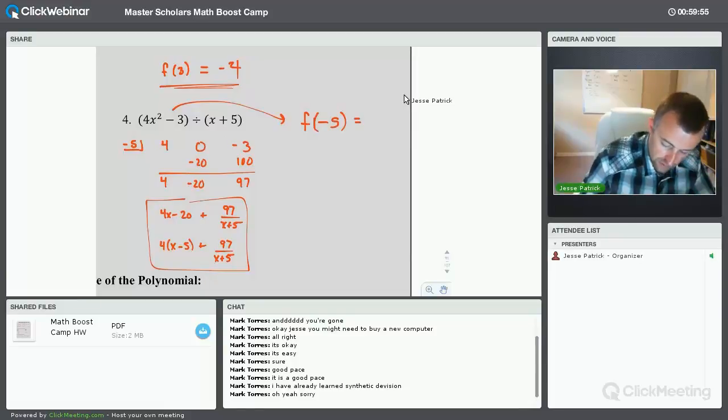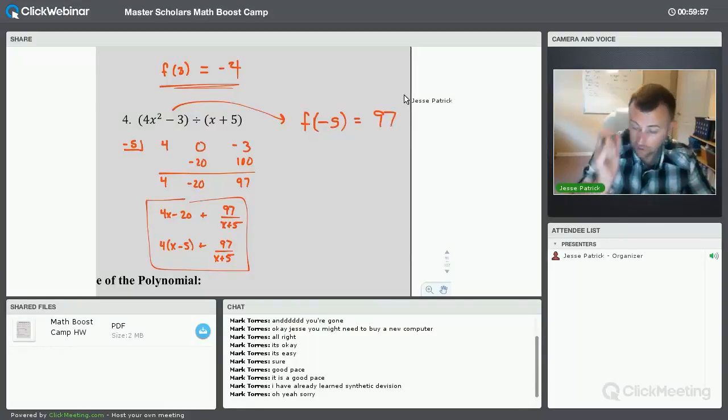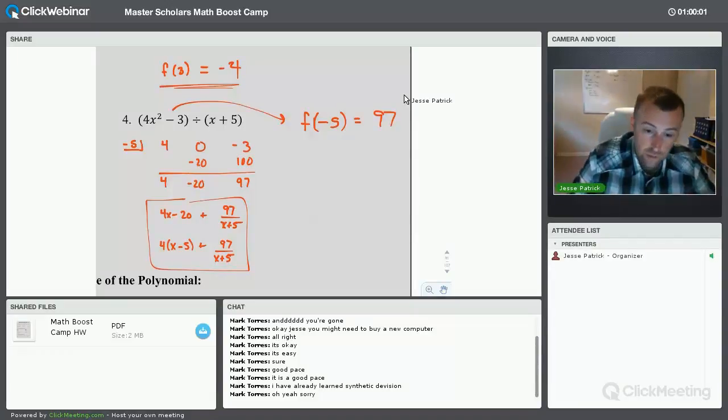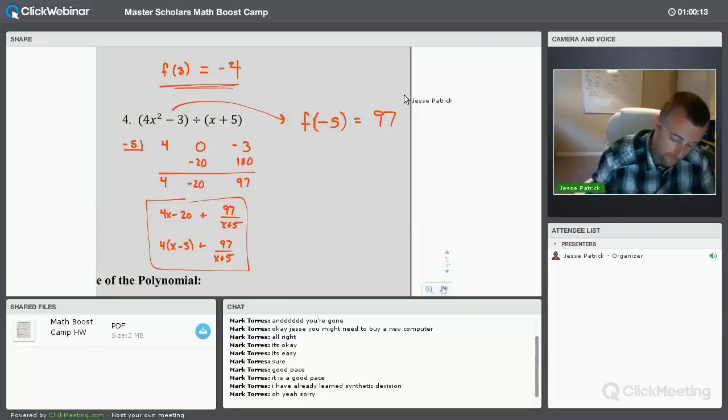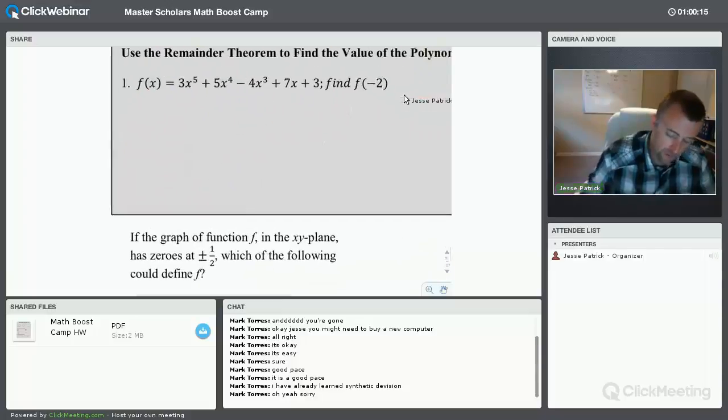Well, f of negative 5 is 97, because we already did the synthetic division and got a remainder. That's what we're doing. Kind of nice. And they don't even make you do the long division, at least in the ones I've seen. I actually don't do this one very often, maybe once a test, so I don't have too many examples to go off of. But this is what it would look like. Or this is what a hard one would look like, I should say.